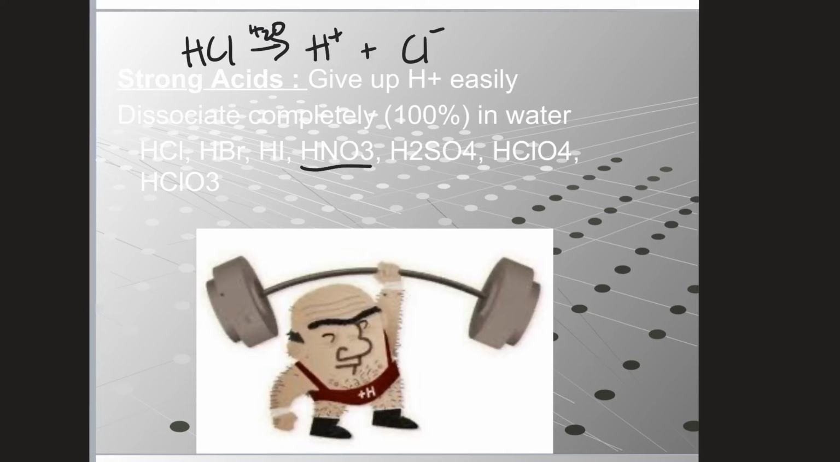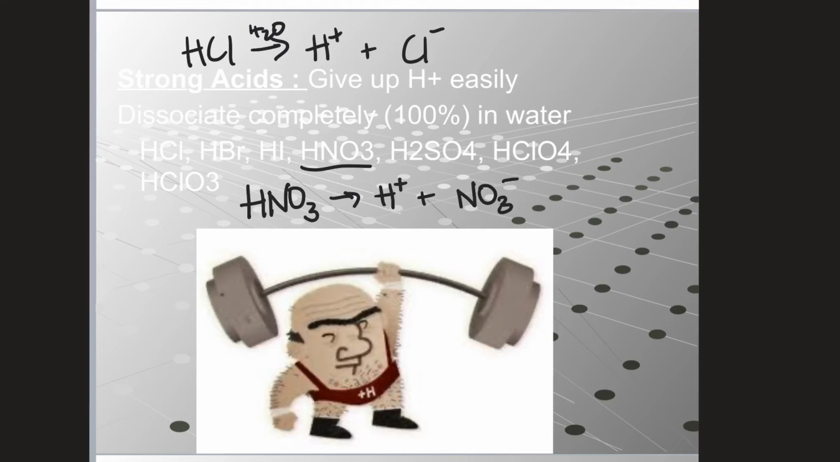Nitric acid in water is going to break up into its hydrogen ion plus its nitrate ion. Since nitrates are polyatomic, that typically stays together. So that's what it will look like. That's the dissociation.